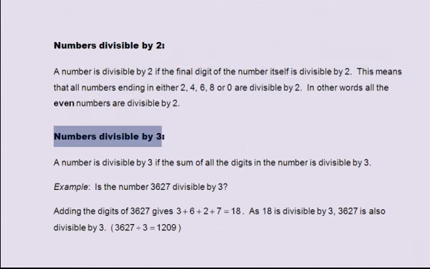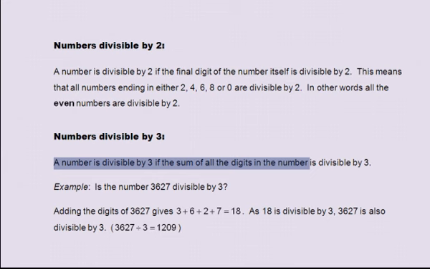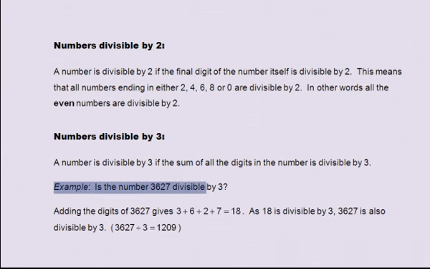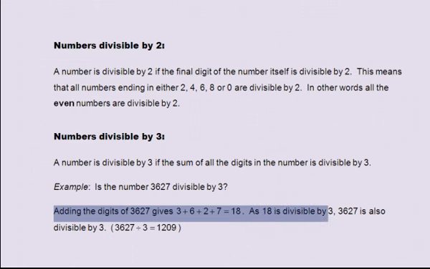Numbers divisible by 3. A number is divisible by 3 if the sum of all the digits in the number is divisible by 3. Example: is the number 3627 divisible by 3? Adding the digits of 3627 gives 3 plus 6 plus 2 plus 7 equals 18. As 18 is divisible by 3, 3627 is also divisible by 3. 3627 divided by 3 equals 1209.